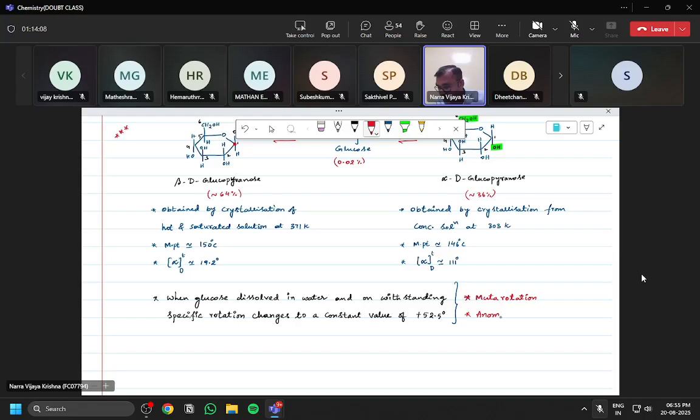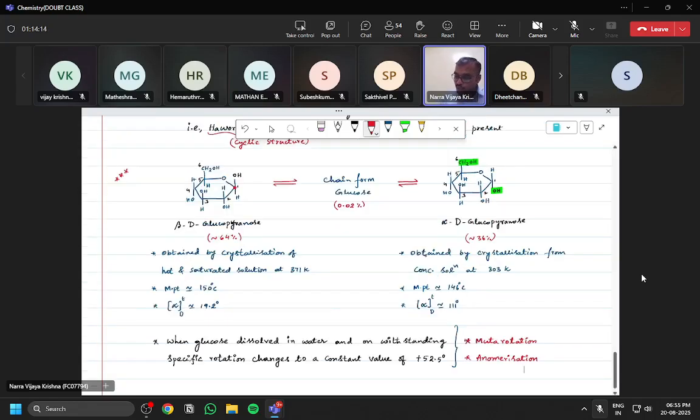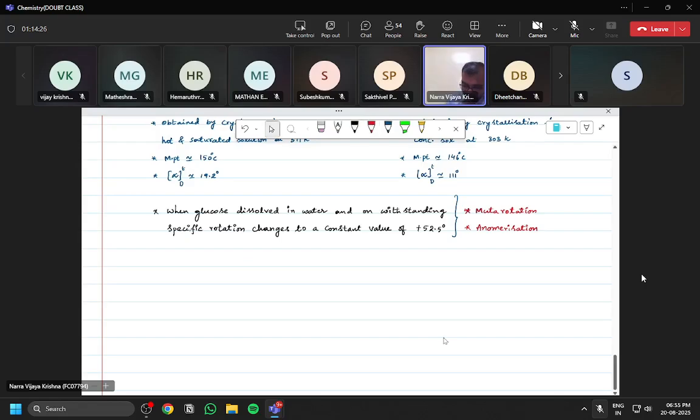Why do we call it anomerization, sir? Both alpha form and beta form have a difference in configuration only at the first carbon. For all the remaining carbons, the relative position of atoms remains the same. Right? We can call them C1 epimers. C1 epimers are also called anomers. So alpha-D-glucopyranose and beta-D-glucopyranose, both are anomers. Or we call them C1 epimers. C1 epimers are called anomers.